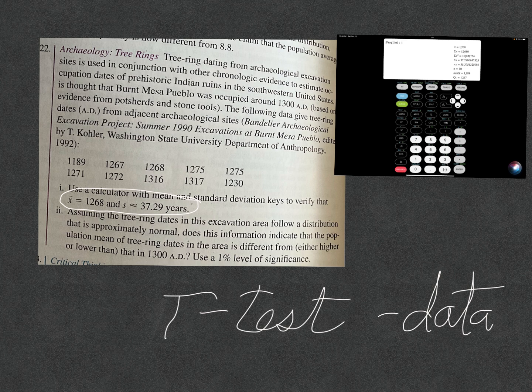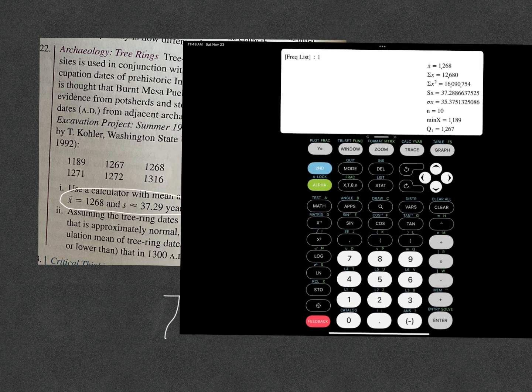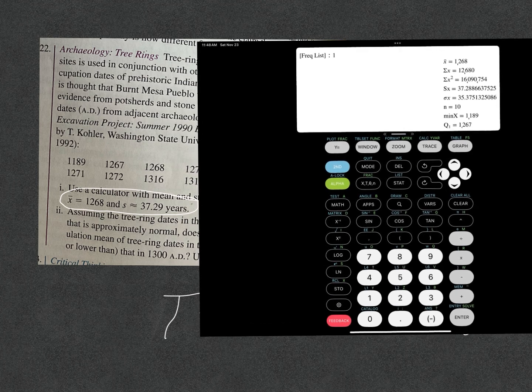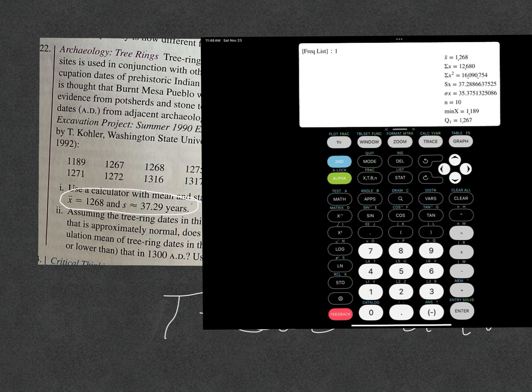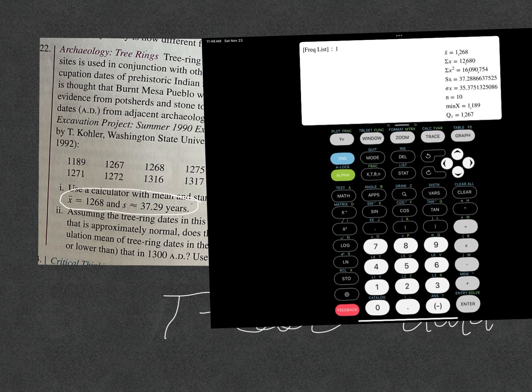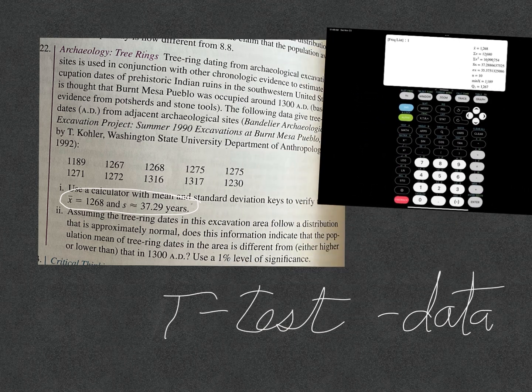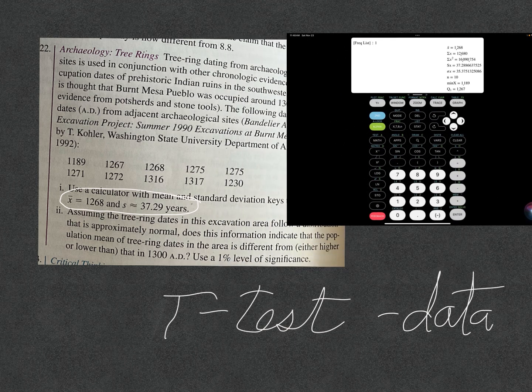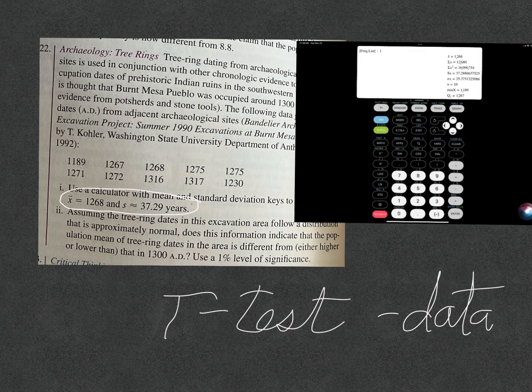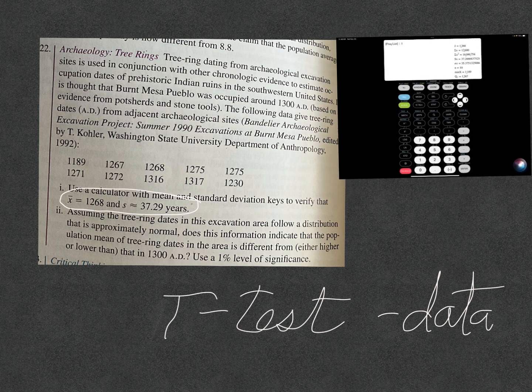As you can see from the calculator, I actually got their values for the standard deviation and the sample mean: 1268 and 37.2886, or 37.29 rounded. Okay, so we have all of that information.